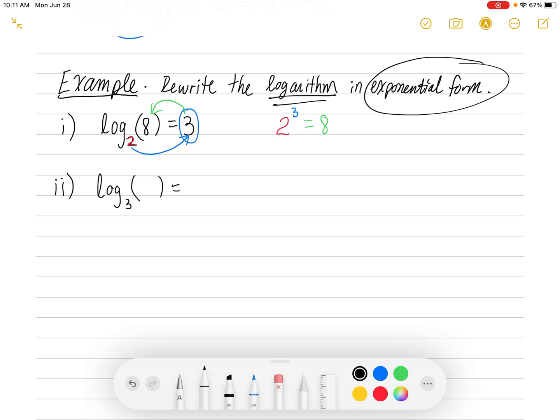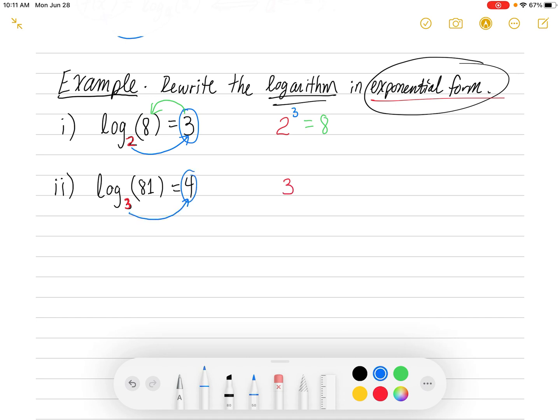Okay, let me draw another one out here. So we have log base 3 of 81, equals 4. That's a true statement.